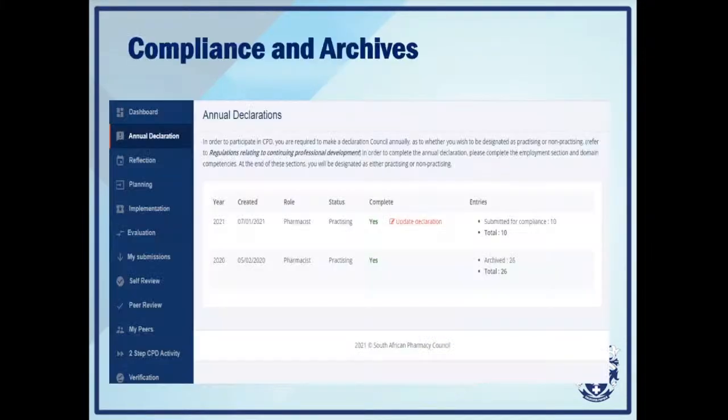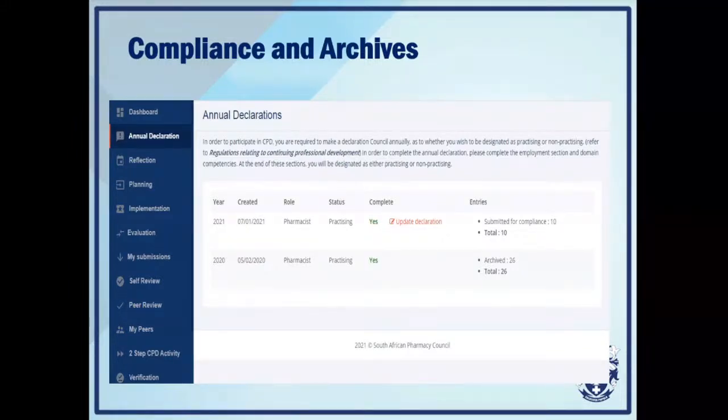And then when you go to the annual declaration, this is how the landing page will look. And I want you to understand the two terms, compliance and archives. When you look at the year there under 2021 and 2020, this shows that this person has done the annual declaration for 2020 and has also done the annual declaration for 2021, meaning this person complied with the CPD requirement in 2020. That's why the system has allowed him to do the annual declaration in 2021.